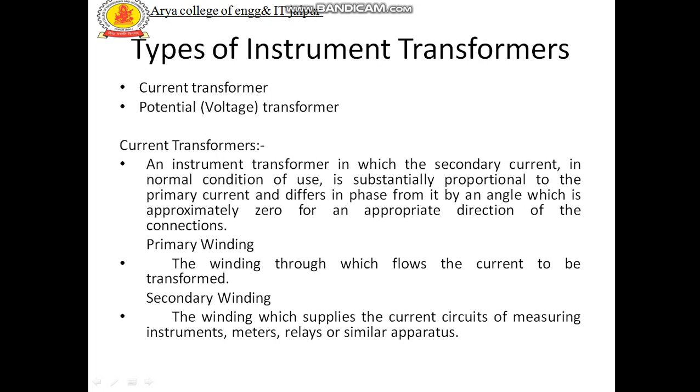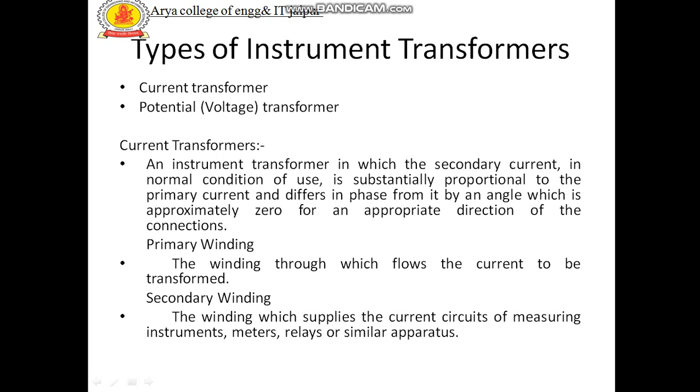Current transformers. An instrument transformer in which the secondary current in normal condition of use is substantially proportional to the primary current and differs in phase from it by an angle which is approximately 0 in an appropriate direction of the connections. So a current transformer is basically a step up transformer in case of the voltage and a step down transformer in case of the current.